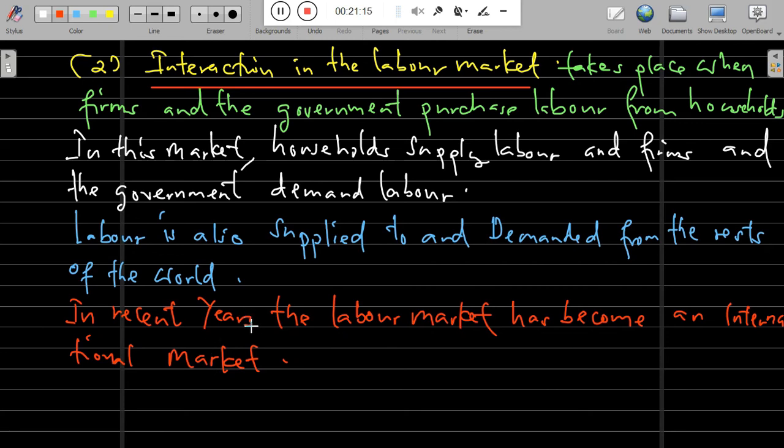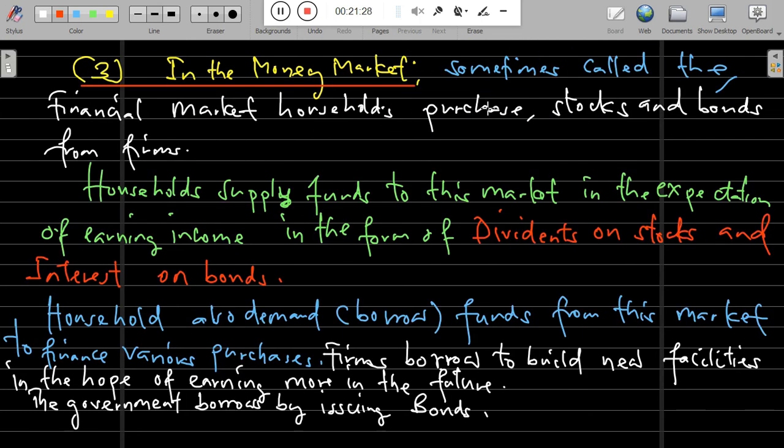Another kind of market arena is the money market. Sometimes we call it the financial market also. In this type of market arena, households purchase stocks and bonds from firms. So households supply funds to this market in the expectation of income in the form of dividends on stocks and interest on bonds. Households also demand or borrow funds from this market to finance various purchases. Firms borrow to build new facilities, and the government borrows by issuing bonds.